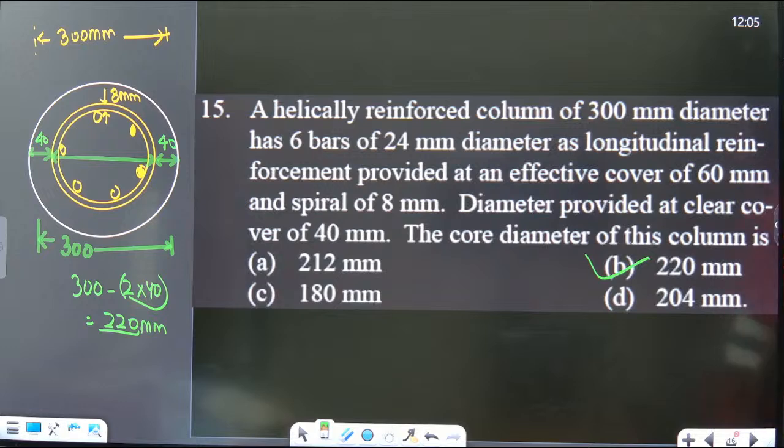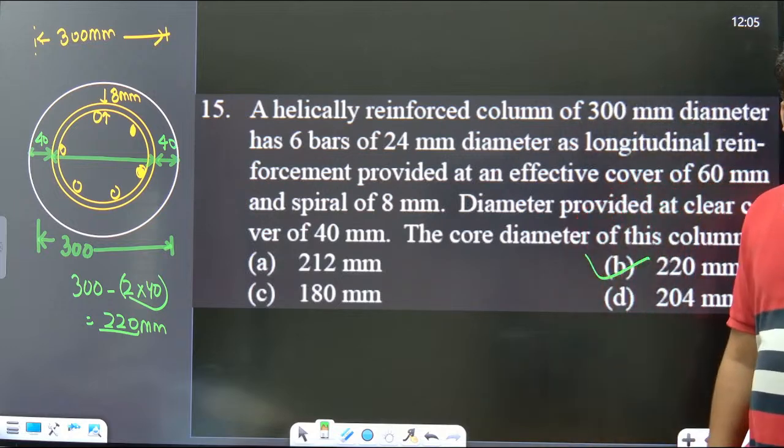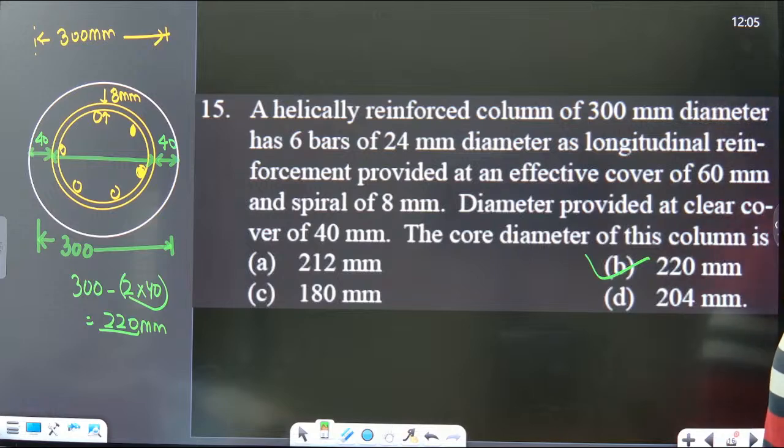Yes or no? So clear cover is 40 mm. So diameter of the core is nothing but 300 minus 80, that is 220. Now moving ahead.